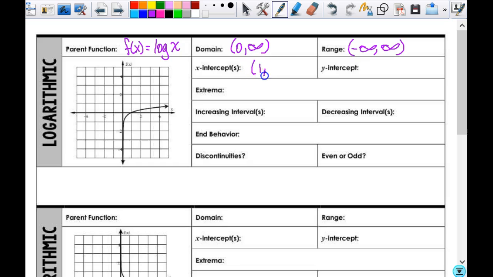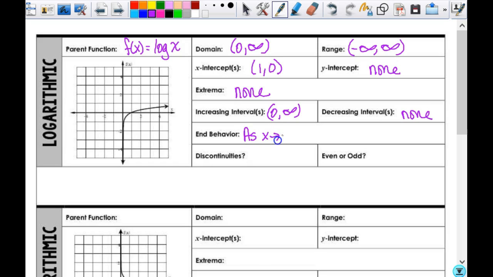X-intercept is 1, 0. Y-intercept is what? None. Are there any extrema? No. Okay, just checking. All right. Any extrema? No, there are not. So there are none. Increasing goes from 0 to infinity. There is no decreasing.